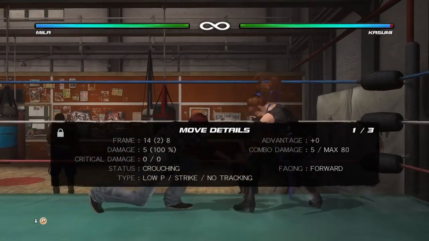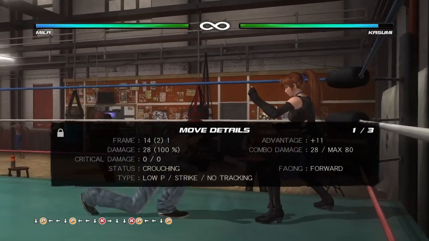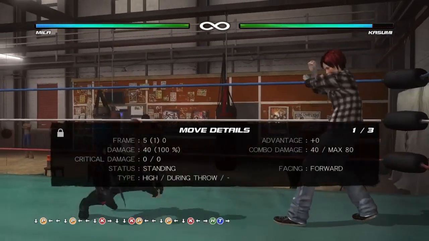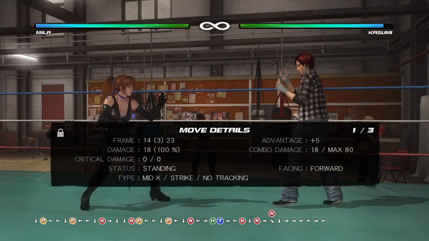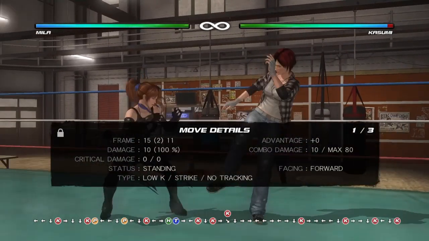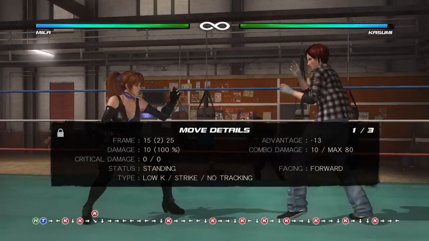So I'm guessing poke. Either that or space control, maybe. Space control seems to be the more optimal thing here. She's got lanky legs and that makes sense. Nice. That is a really good range.